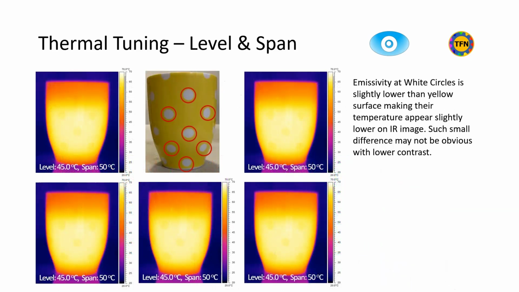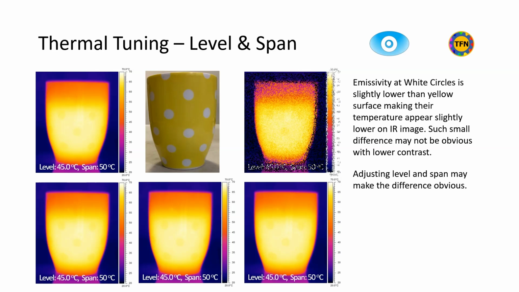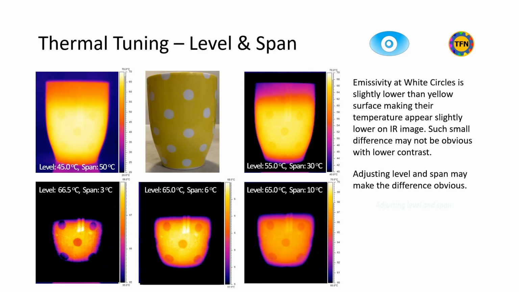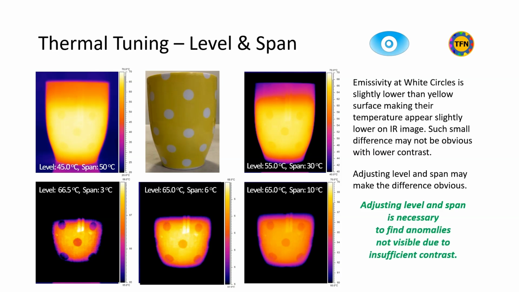There is no temperature difference on the cup surface at the same height, but the white circles appear slightly cooler due to lower emissivity in comparison to yellow area. Let us see how adjusting level and span makes the small temperature difference obvious. Thermal tuning is necessary to find anomalies not visible due to insufficient contrast.